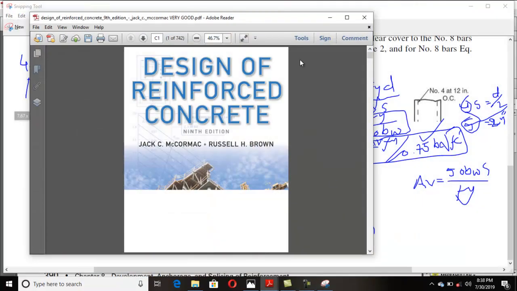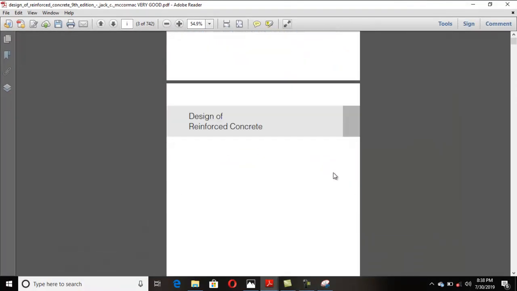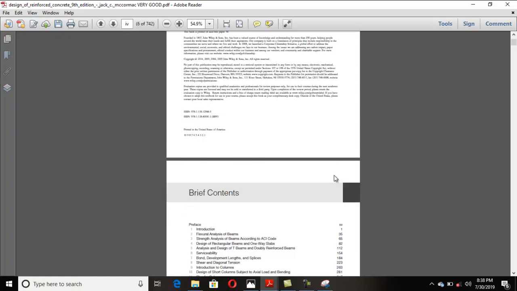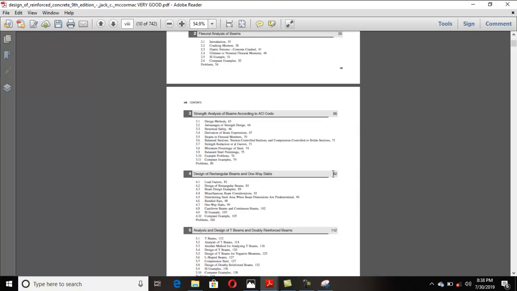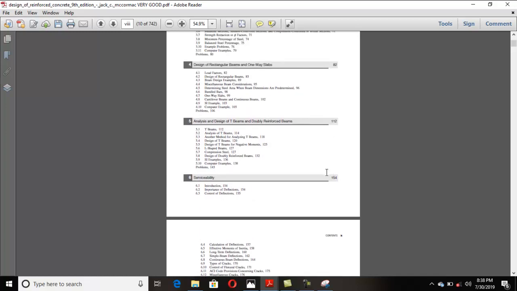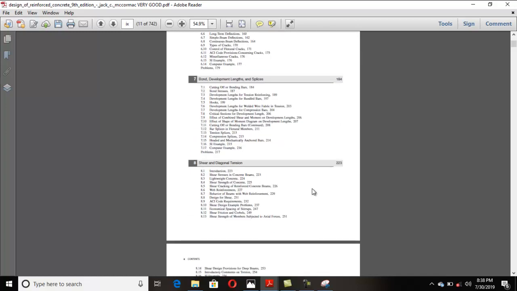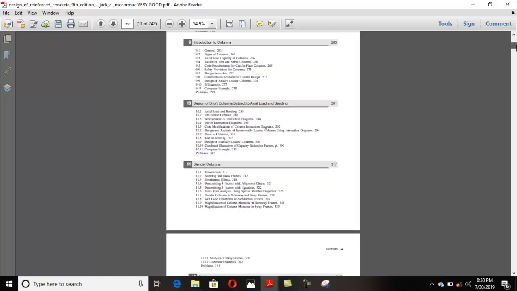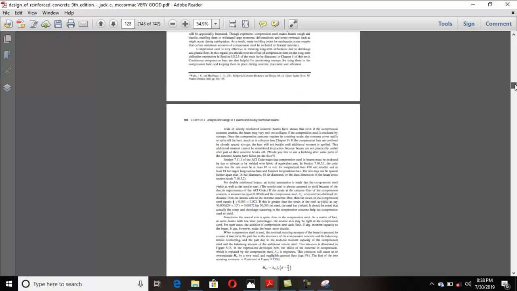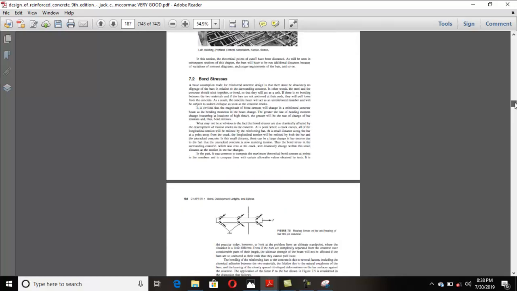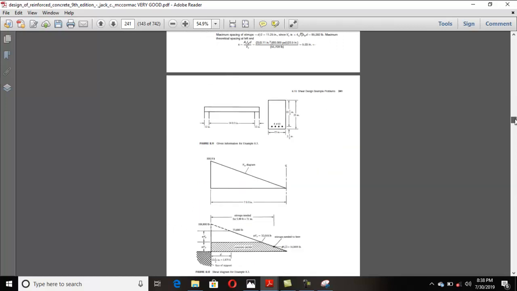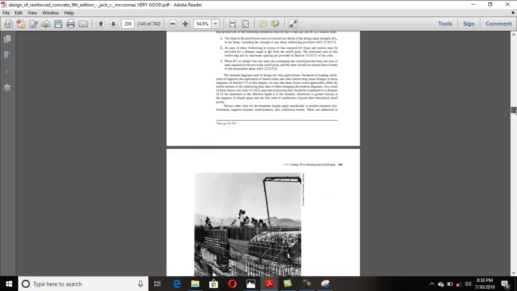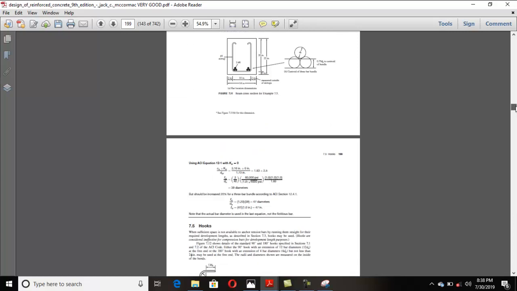This was basically done in the McCormac book, in examples 7.2 and 7.3, roundabout. Basically, page number 204, I think so, shear design. Yep, this is the example.